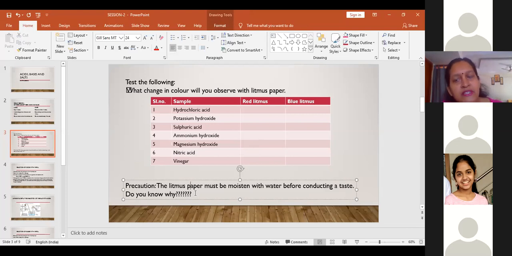So when the litmus paper is wet, the water content in the litmus paper helps the acid or the basic substance which comes in contact with the litmus paper to split so that the H plus and OH minus ions will be released. And hence we can see the change in the litmus paper. If you take a dry litmus paper and put on some dry pellets of sodium hydroxide, you will not see any change in it. But the same sodium hydroxide, if dissolved in water and the litmus paper is also wet, we can see the change. Am I clear to all of you on this?